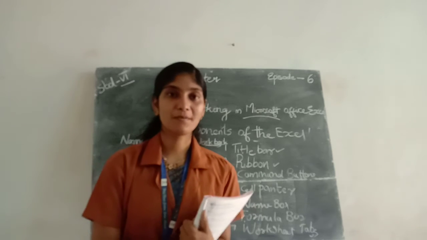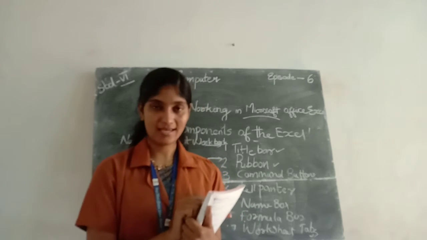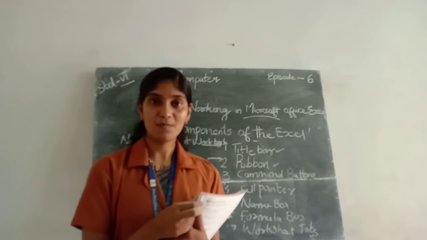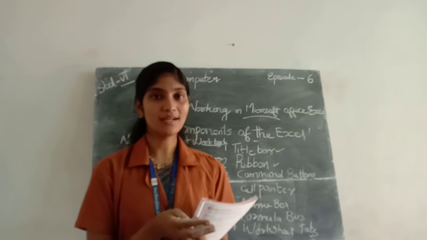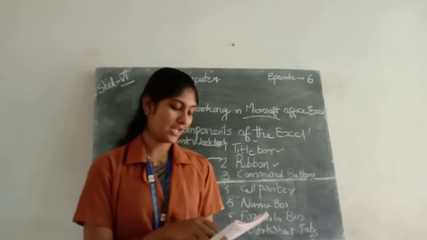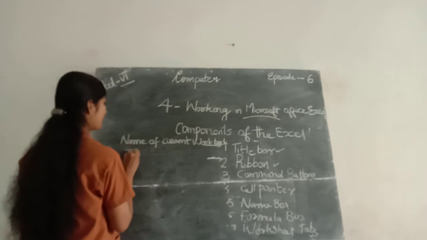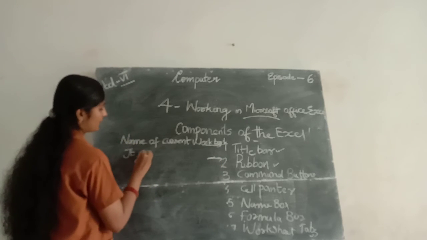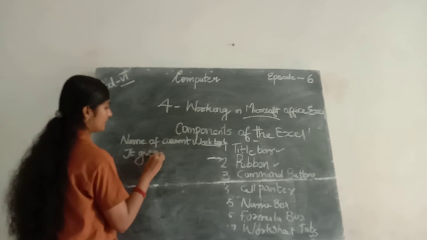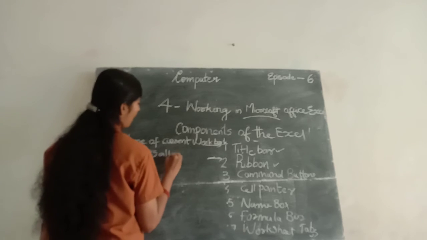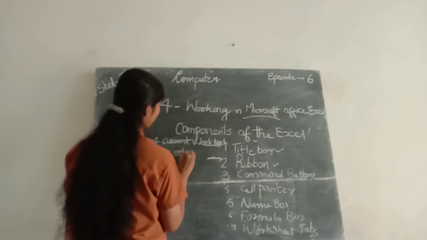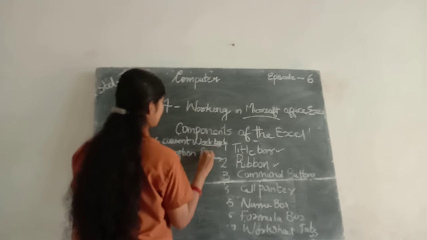So what is a ribbon? Ribbon is a single area that contains many options to work according to your instructions or specifications. So ribbon means it gives all options from a single area.